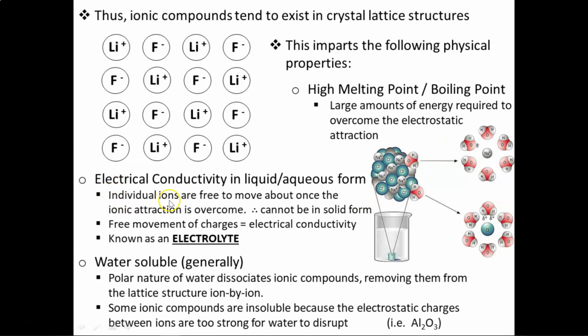Finally, if you have individual ions that are freely moving around, either because they were dissolved in water, for instance, or melted into a liquid form, as long as these ions are free to move, you have electrical conductivity. A solution that conducts electricity is known as an electrolyte.